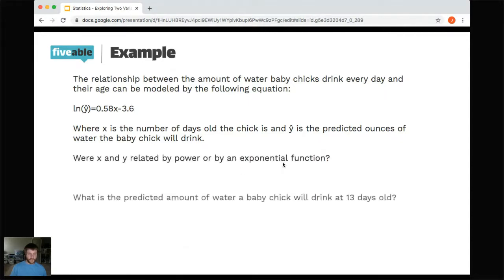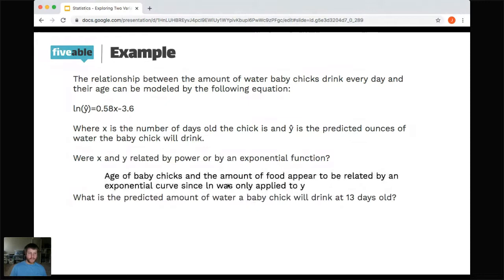So we clarified it was exponential: the age of baby chicks and the amount of water appeared to be related by an exponential curve, since the natural log was only applied to y. Okay, so that is knowing what kind of function we were dealing with.